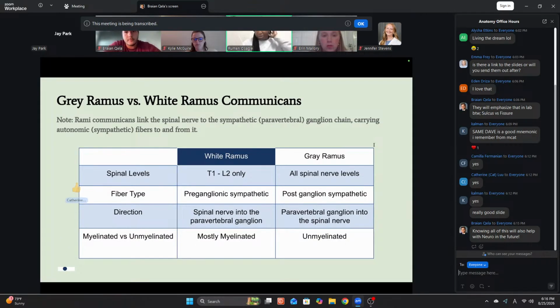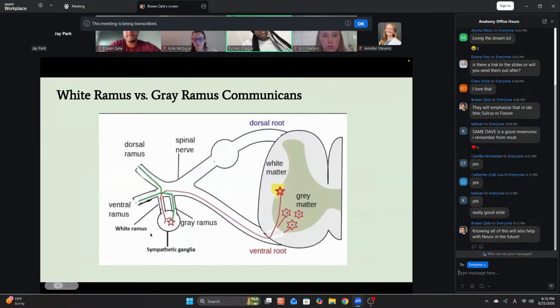Brian, if you can go back to the previous slide. So just think of the white ramus carrying preganglionic sympathetic, that's the red. And you can see the red is coming from the spinal cord into the spinal nerve and going in through the white ramus into the sympathetic ganglion. It's going to synapse at the sympathetic ganglion and leave out, that's the green, through the gray ramus and back out through the spinal nerves. Okay, I hope that makes sense. So, Brian, you can move on to the next slide.